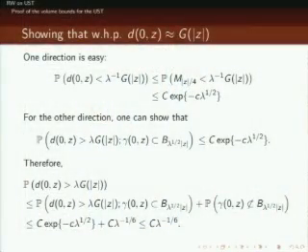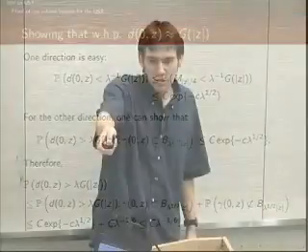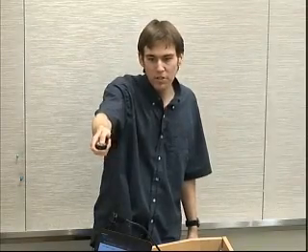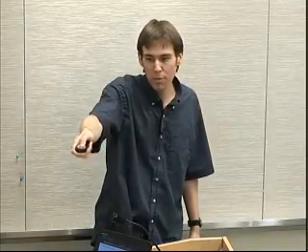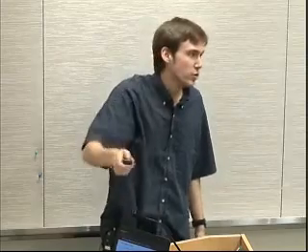Therefore, the probability that the number of steps is too large is less than or equal to the probability it's too large and that it stays in the ball, plus the probability that it doesn't stay in the ball. And another thing you can show is that the probability that it doesn't stay in the ball you can bound by lambda to the -1/6. And so the second term dominates, and you get a polynomial decay for the probability that the number of steps is too large.